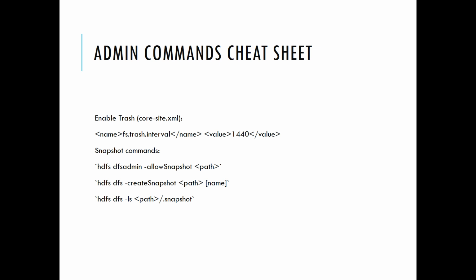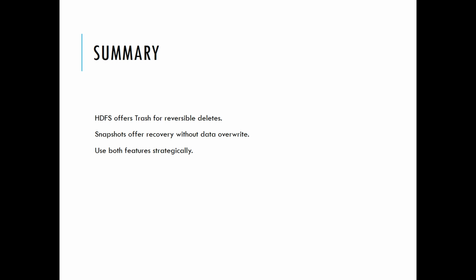HDFS provides two complementary data protection layers: trash for reversible short-term deletes, configurable via fs.trash.interval, and snapshots for zero-overhead point-in-time recovery. While trash acts as a user-centric safety net, snapshots offer administrator-controlled versioning for critical datasets. Strategically enabling both, trash for ephemeral data grace periods and snapshots for auditing/backup, creates a resilient framework against data loss. Administrators should validate configurations, e.g., snapshot enablement and trash intervals, and educate users on recovery workflows to maximize system reliability.